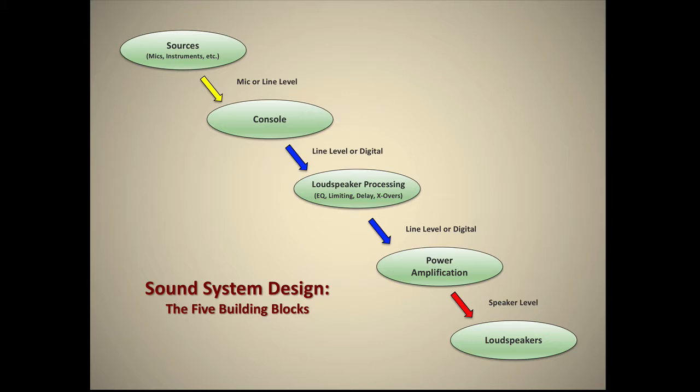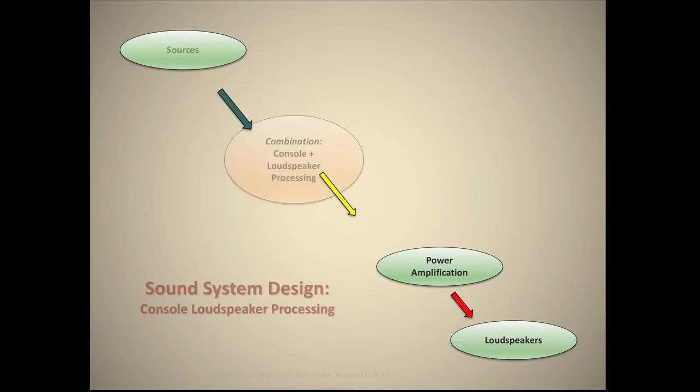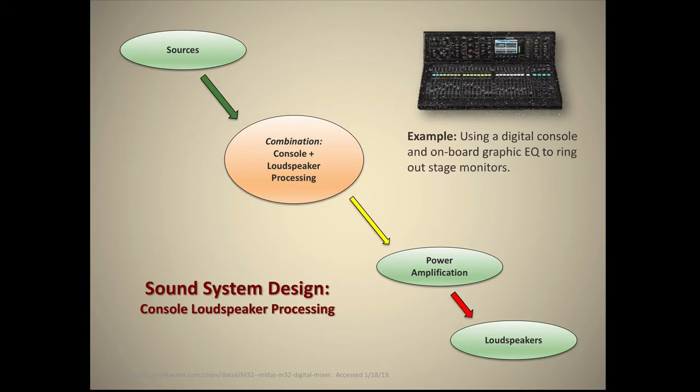So where this gets odd is that these different bubbles, these different building blocks, can combine together. One typical combination is to put the loudspeaker processing in the console itself. So you take your typical digital console and say you're doing monitors with it. You're going to use graphic EQs, right, to ring out the wedge, or parametric EQs. And that's going to be done on the console.